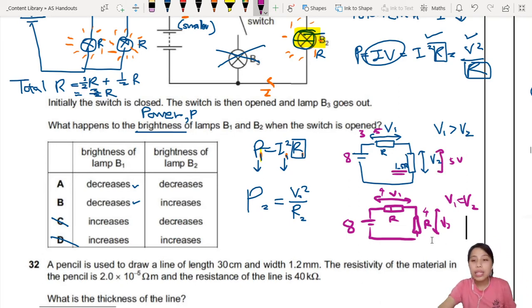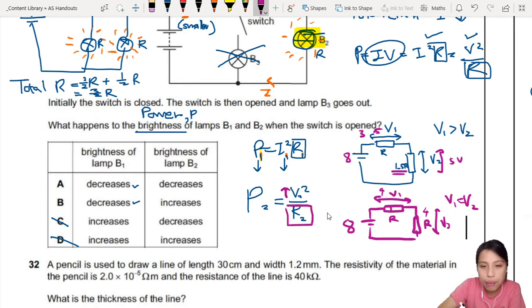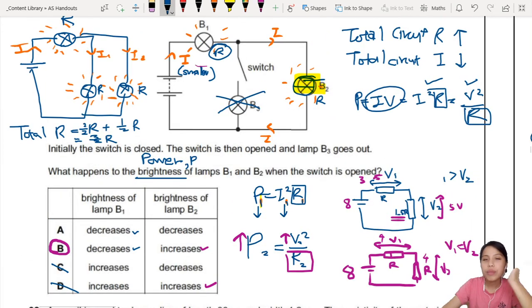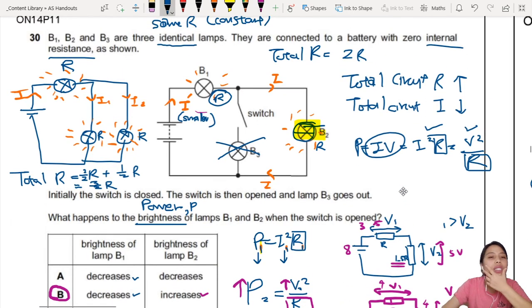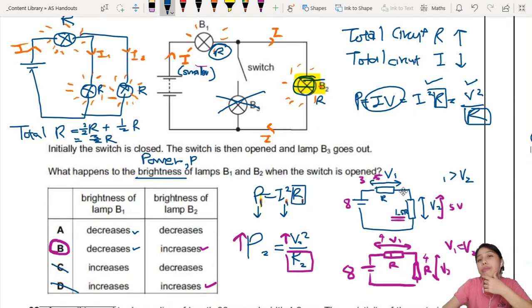Okay? So there's more V across it now. So this is increased. This is constant. Therefore, we say this is increased. So you look for increase, increase. The only choice I get you is B, both correct. Okay. Now you might say, miss, if you want to use the I squared R, then how? You have to actually calculate the I before and after, because inside there you don't know for sure.